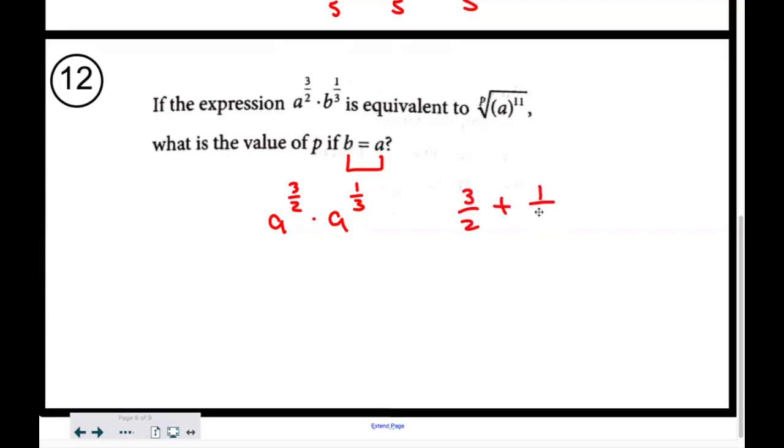You can either just do that in Desmos or a calculator, or just quickly get a common denominator. So I'm going to multiply this one by 3 over 3 and this one by 2 over 2. So I get 9 over 6 plus 2 over 6, and that gives me 11 over 6. So I have a to the 11 over 6.